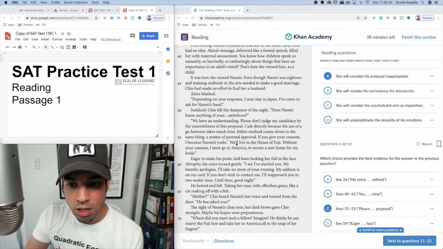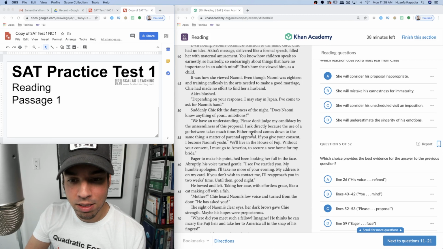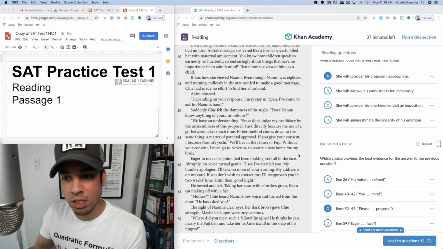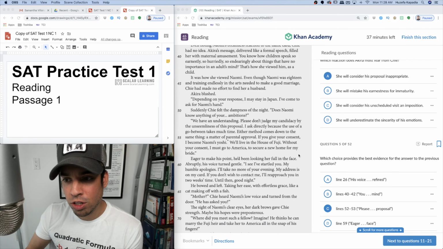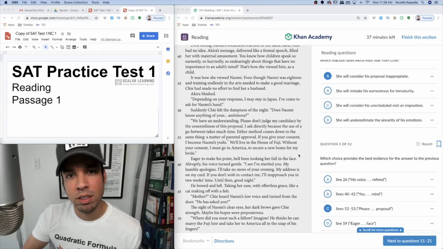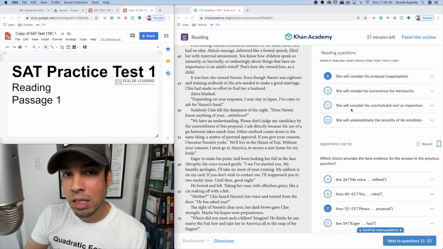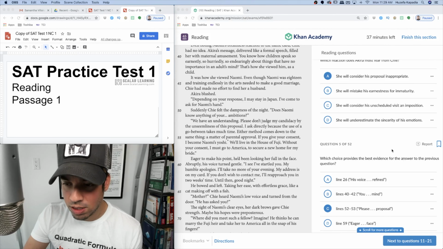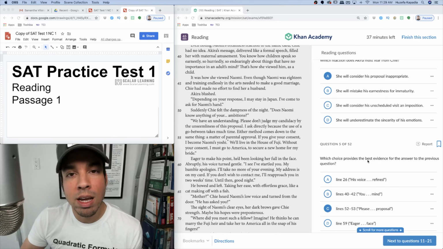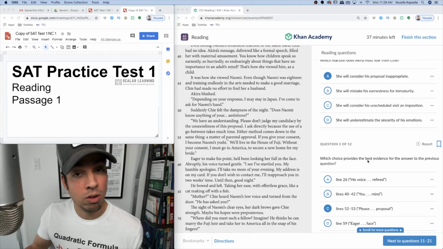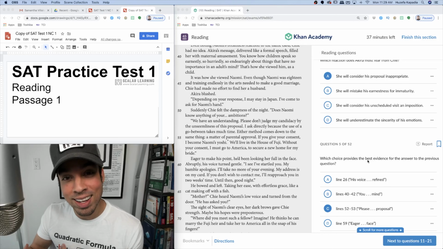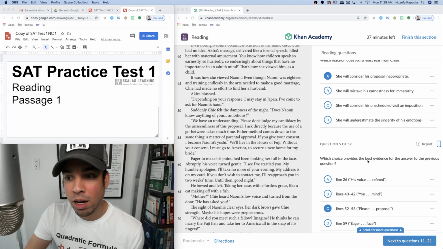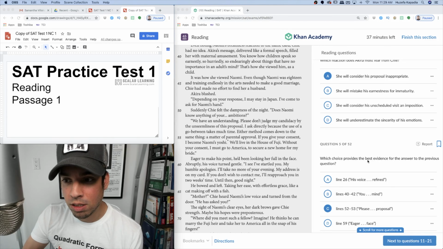"I ask directly because the use of a go-between takes much time." So again, he's nervous that the way that he's approaching this, because he's not using a go-between, he's breaking the tradition, that she's going to think, hey, this is inappropriate. You shouldn't be doing this. The only other one that I thought maybe seemed like it makes sense is she will consider his unscheduled visit an imposition. But it's not really about the fact that he's just showing up without calling. That's not the big imposition. Of course, his bigger fear is that he's breaking tradition. And that's why he's worried that the proposal will be considered inappropriate.